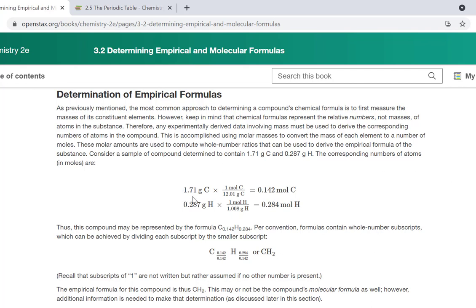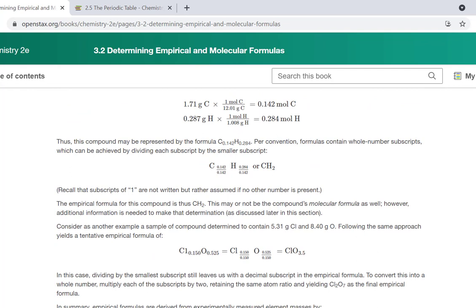So if we had this mass of carbon, we can find how many moles we have. Again, we're applying the ideas from section 3.1 here. So convert from grams to moles. We have 0.142 moles of carbon. And we're also given a mass of hydrogen, so we do that one as well. We do that conversion and we get 0.284 moles of hydrogen. So what you're getting here is the specific number of moles from the masses that you were provided with.